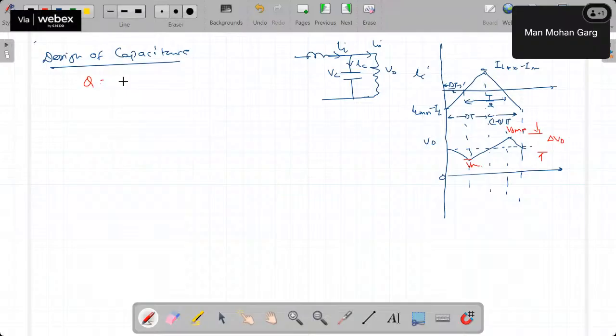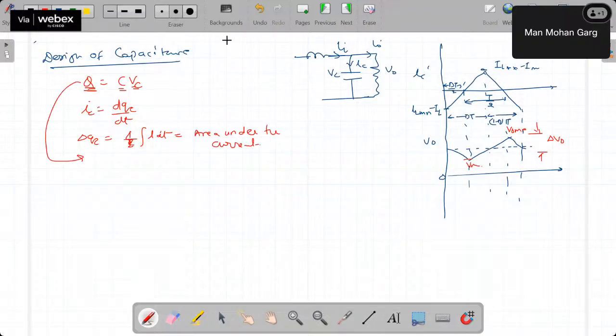The charge stored is equal to capacitance into the voltage across the capacitor. Now what is the charge? This is how current is defined, IC equals dQ by dt. So dQ is just I dt. What is the charge stored? Charge stored is the area under the current curve. If this is the positive current which starts from this point, increasing then decreasing, this entire current is positive.